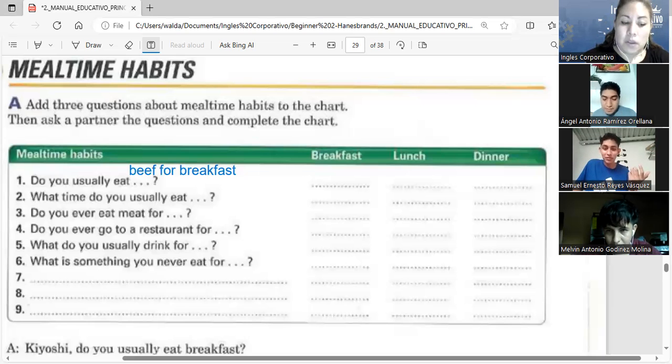Preguntando qué tomo for lunch. Soda. So, but the complete sentence. I always drink... Okay, for breakfast. Really? You always drink soda for breakfast?